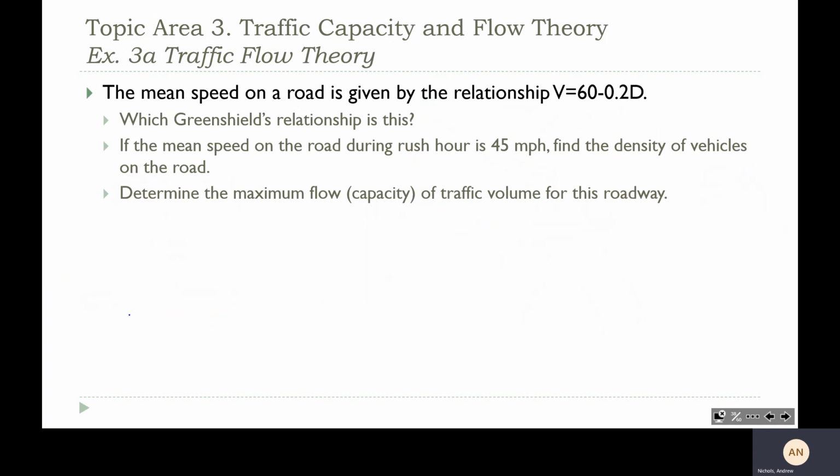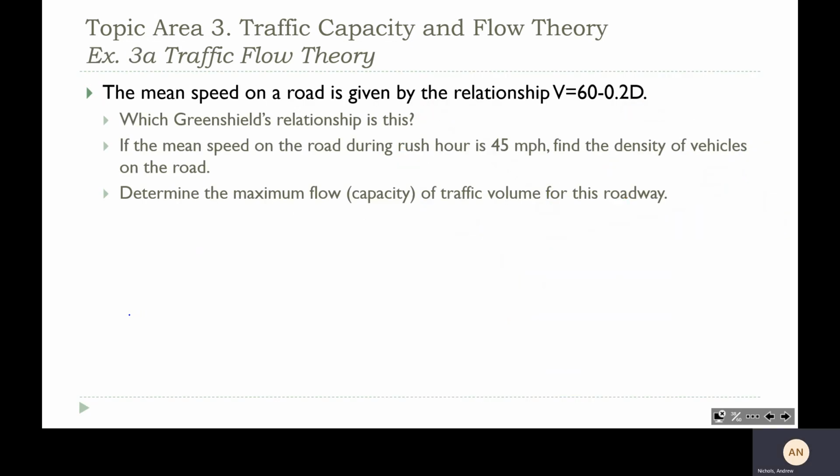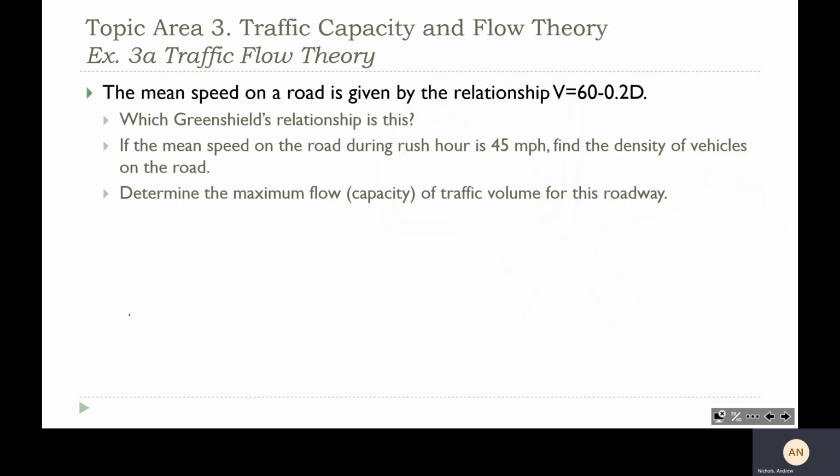So let's look at this example. The mean speed on a road is given by the relationship V equals 60 minus 0.2 D. So first, which Greenshields relationship is this? We've got three of them. We've got speed density, speed flow, and flow density. So we've got V in this equation, we've got D in this equation. So that means it is this speed density. And so that line is still in the format of y equals mx plus b. So this is speed density.